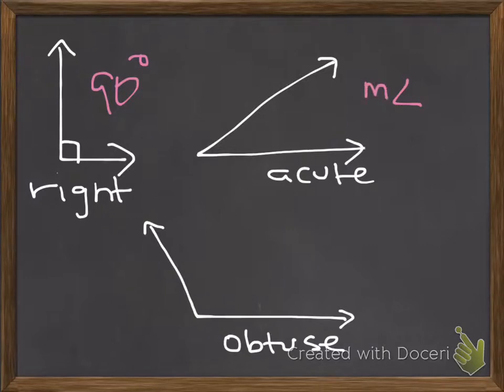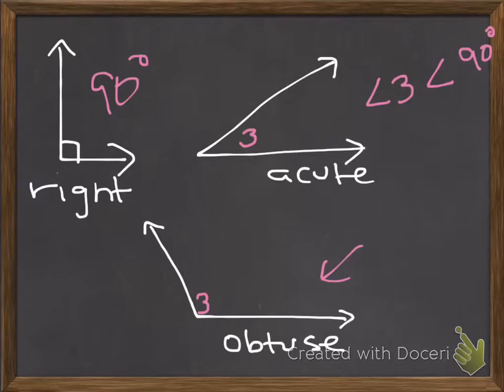A lot of times you'll see, let's name this angle angle 3. So angle 3 is less than 90 degrees. And you'll see that the angle symbol kind of looks like the less than symbol, so don't get confused there. And then an obtuse angle, if we name this one also angle 3, is going to have to be less than 180, because 180 is called a straight angle, or greater than 90. And that will be considered obtuse.